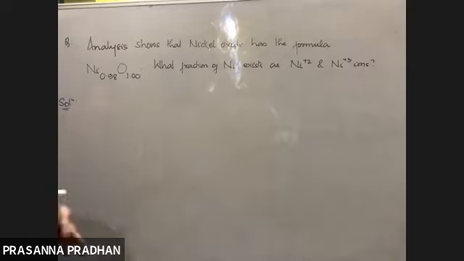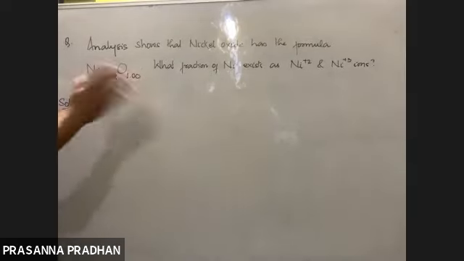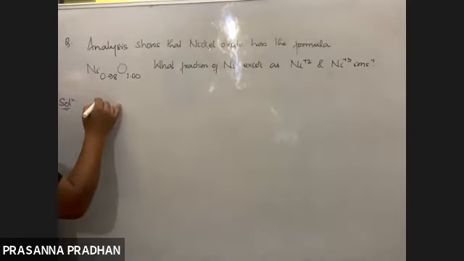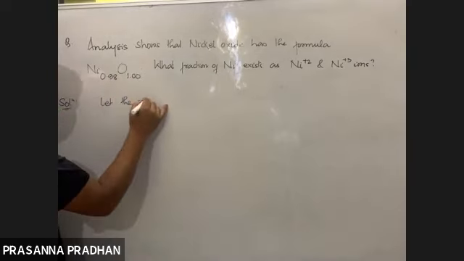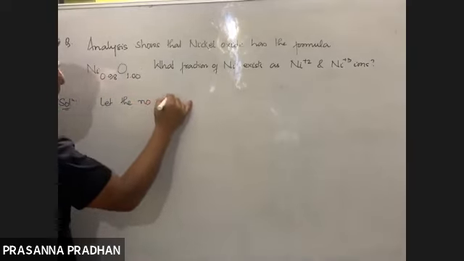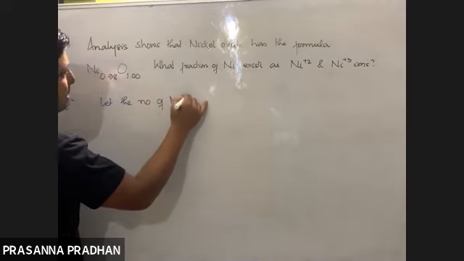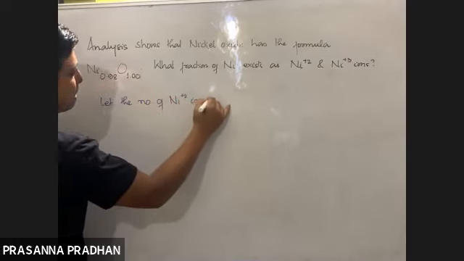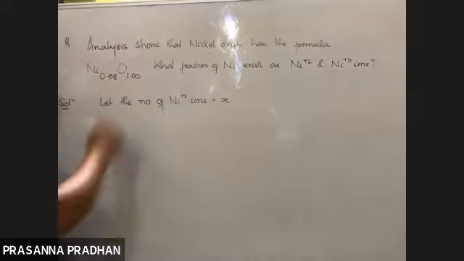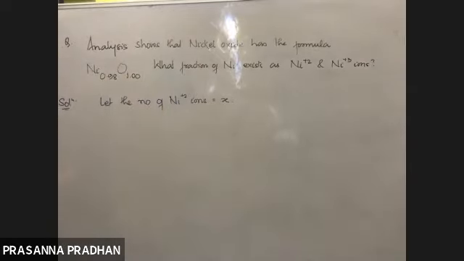So we have to predict the fraction of nickel dipositive and nickel tripositive. Just listen, your job is to watch. We don't know the number of nickel dipositive ions, so let us suppose the number of nickel dipositive ions is equal to x. Let's assume that. Okay, let the number of nickel dipositive ions be x.